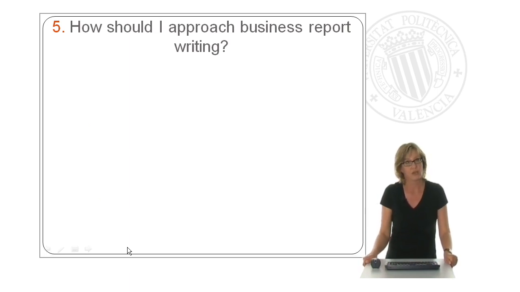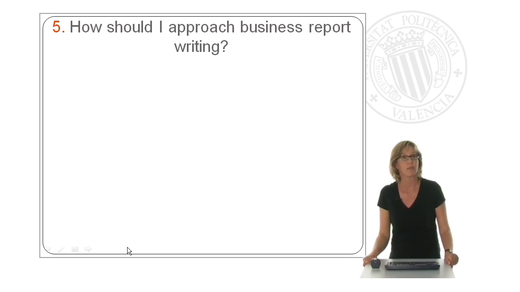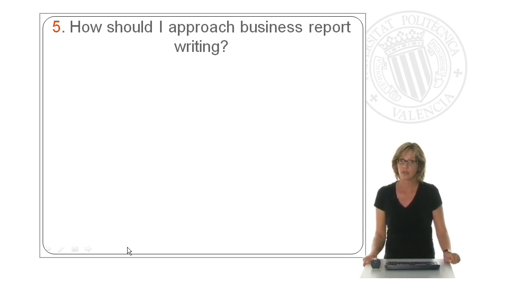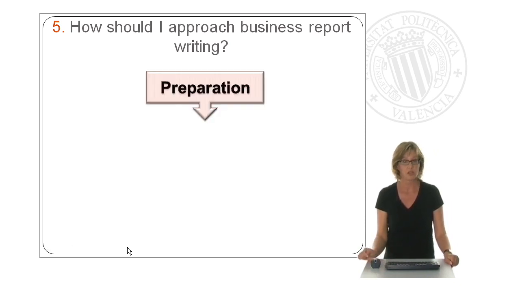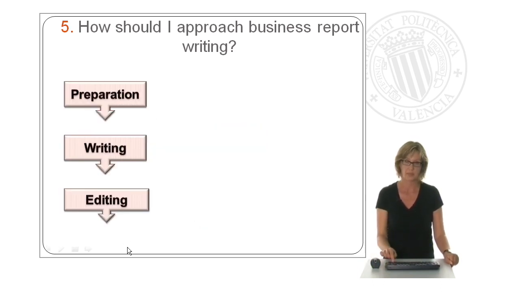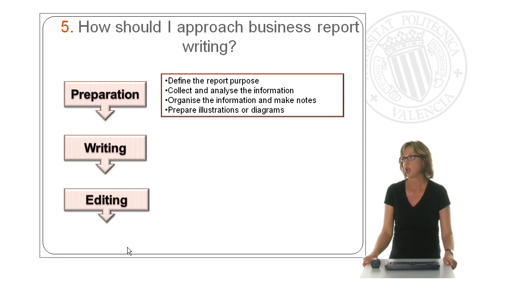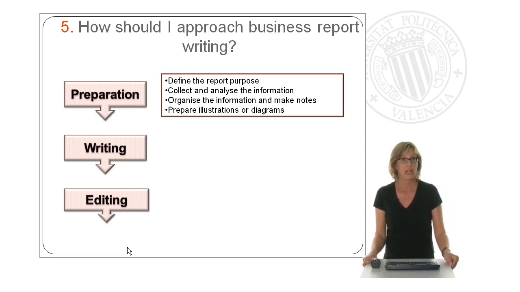In the last question, I ask you how you should approach business report writing. That is, what should you do at the beginning and what steps should you follow? The answer to this question is simple. You should write your report in 3 stages: preparation, writing, and editing. But what should you do in each stage? In the preparation stage, you should define the report purpose, collect and analyze the information, organize that information and make notes. And if you need, you can prepare illustrations or diagrams.